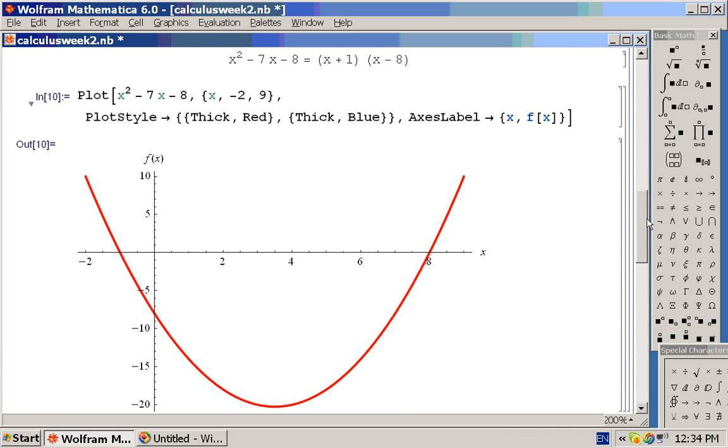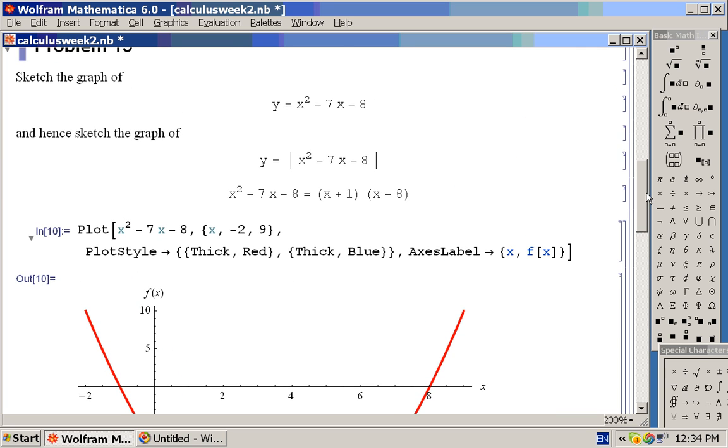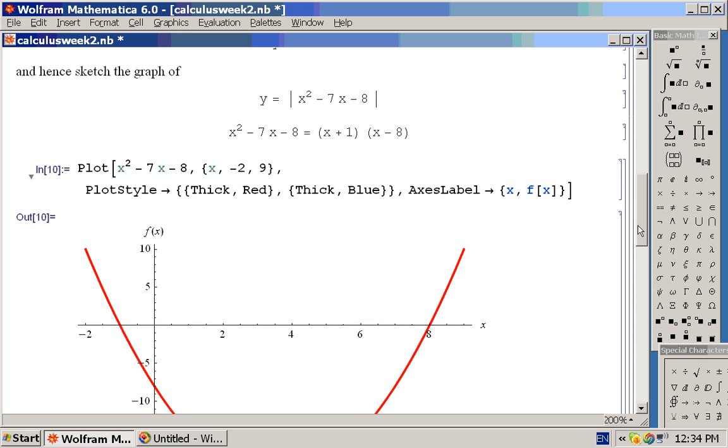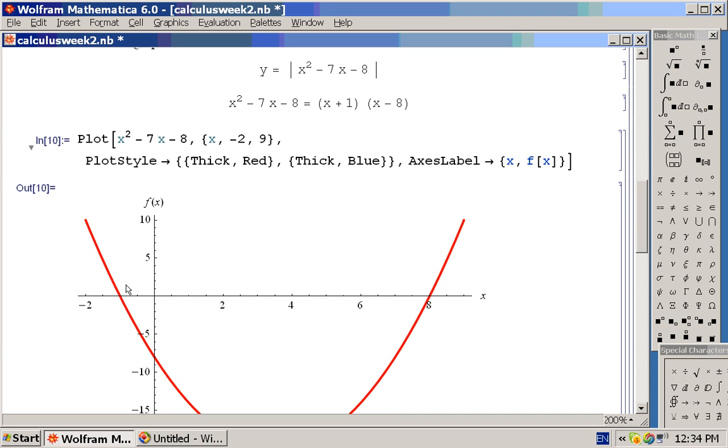How do we solve the rest of the problem? In other words, we want to plot the graph of this guy. Well, what do we expect it looks like? For x less than negative 1 or greater than plus 8, then this function will be the same as the original one, but for values in the middle, it will just be the mirror image of this curve here.